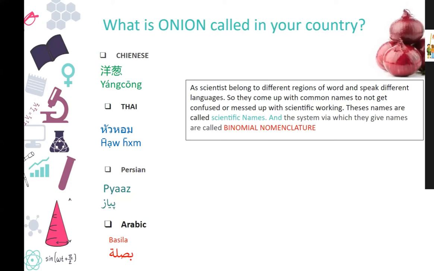Yeah. And who was the owner of binomial nomenclature? What was the name of the scientist? Who was the owner? Carl Linnaeus. Excellent job. Marvelous. Now, see, guys.